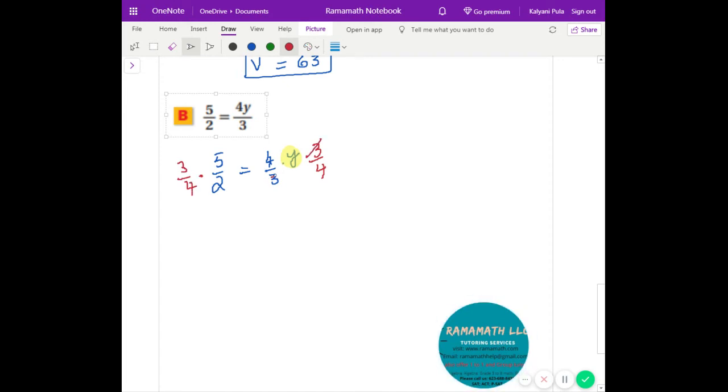You can cross out 3, 4 goes in 4, so I'll have to multiply. And then here you can reduce it if you can. If not, just multiply them. 3 times 5 is 15 over 8. So you can write a fraction or you can write a mixed number, whatever you like. It depends on the answer, whatever they have.